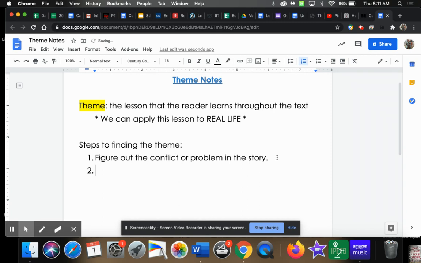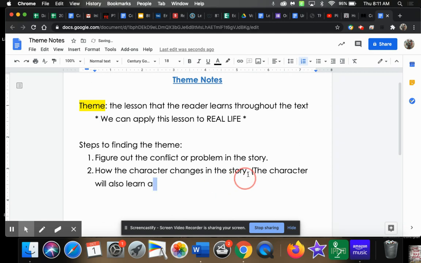Then, after you figure out the conflict or the problem, you look at how the character or characters change in the story. A lot of times, the conflict will cause that character to change or learn a lesson. And I can even write that. The character will also learn. Oh, that's later. I'm jumping ahead. Because here is what did the character learn.